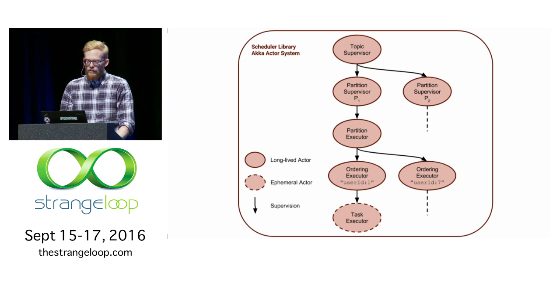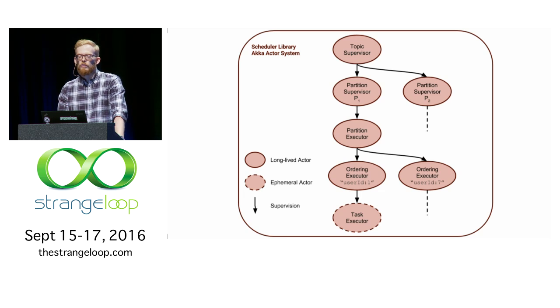Each service instance has this Akka system, which is somewhat simplified. And on this diagram, the ovals represent actors, and the arrows represent supervision. So at the top is the topic supervisor. It receives all of the incoming Kafka messages for a given service instance. Now, since a service instance will be consuming multiple partitions, there are partition supervisors for each one, and they are children of the topic supervisor.